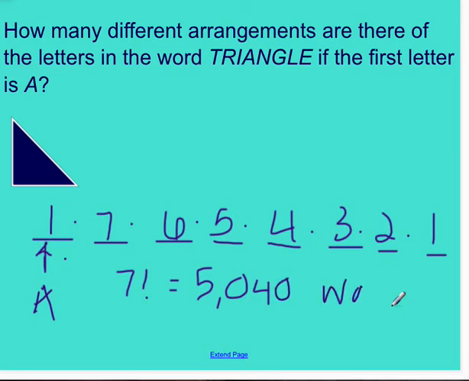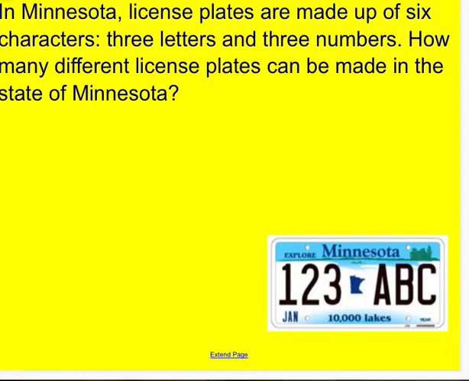Okay? So now we're going to take a look at number 4. For number 4, we're going to try and calculate how many different license plates there are. They're made up of 6 characters, 3 letters and 3 numbers. So we're going to assume that our letters come first and our numbers come second.